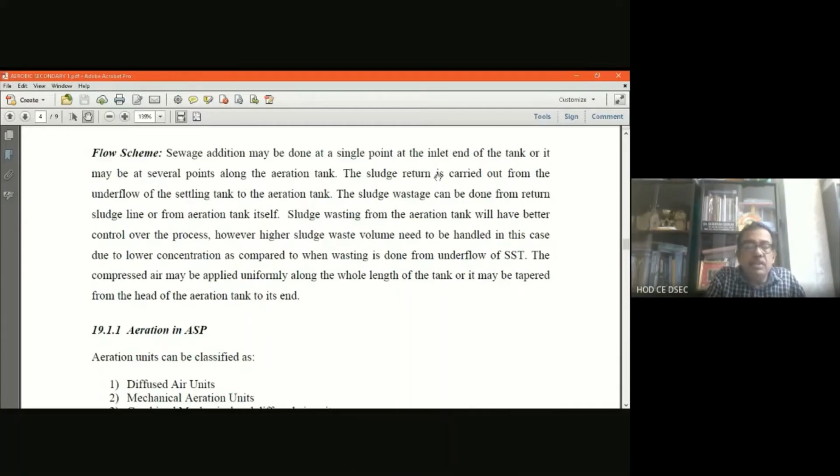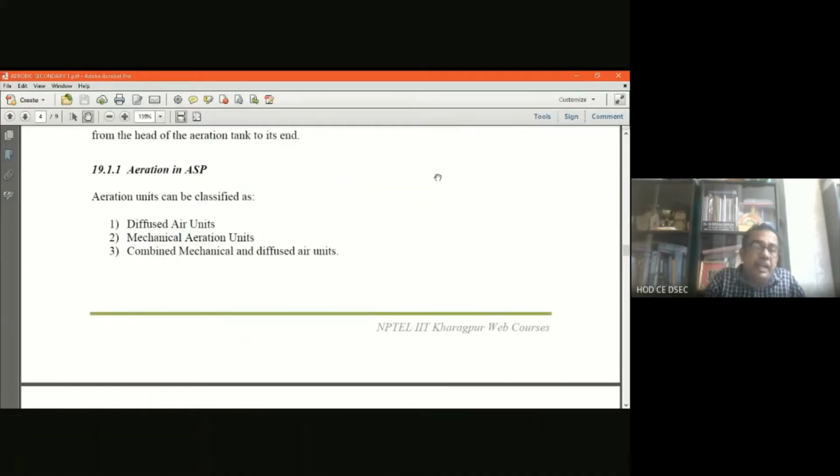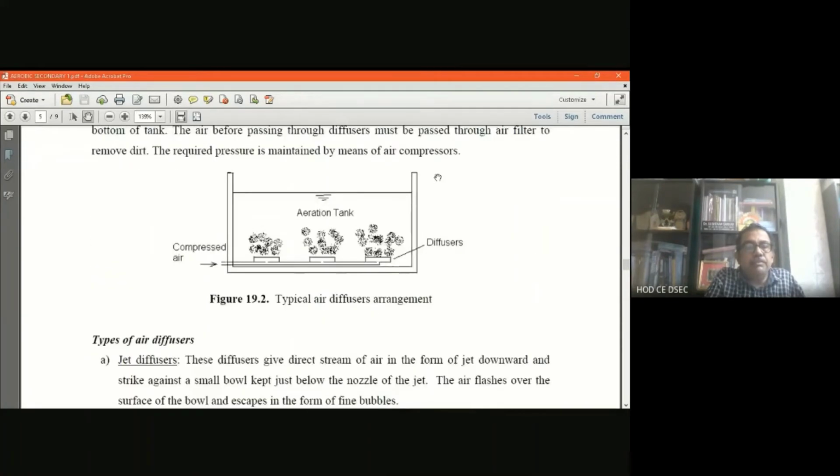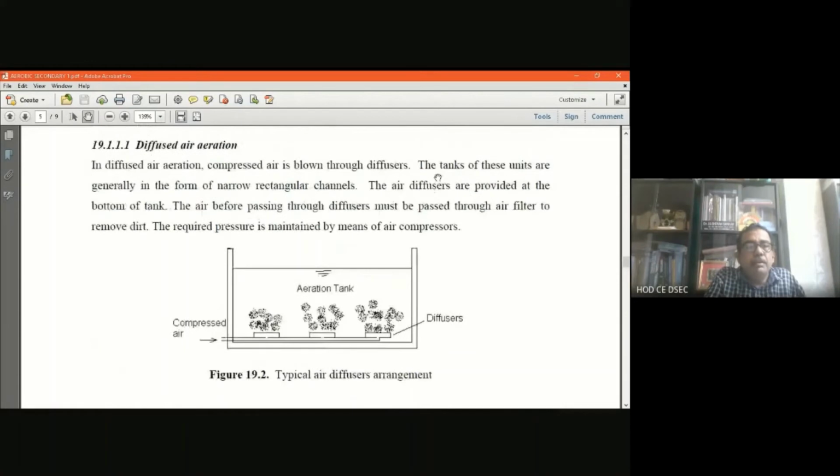Now, the aeration of ASP, that is the activated sludge process, can be done in 3 ways. Three aeration systems can be followed. One is the diffused air units, that I will describe. Then the mechanical aeration units, that also I will describe, and combined mechanical and diffused air units. So these 3 systems are followed in case of aeration in the tank. Now let us discuss the diffused aeration.